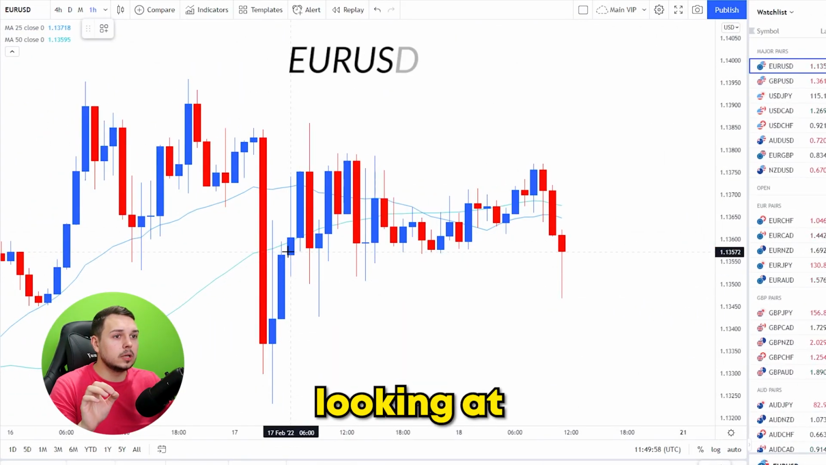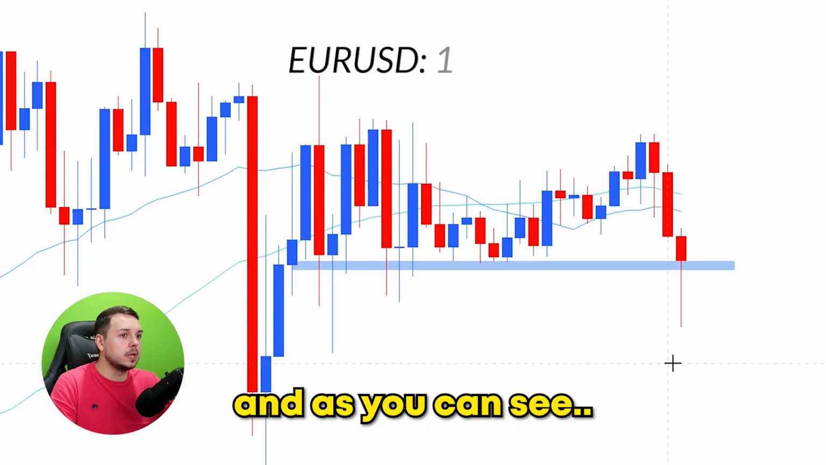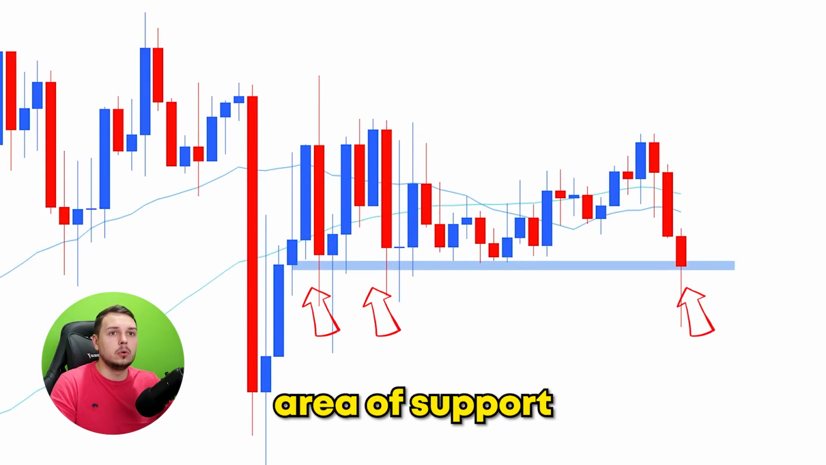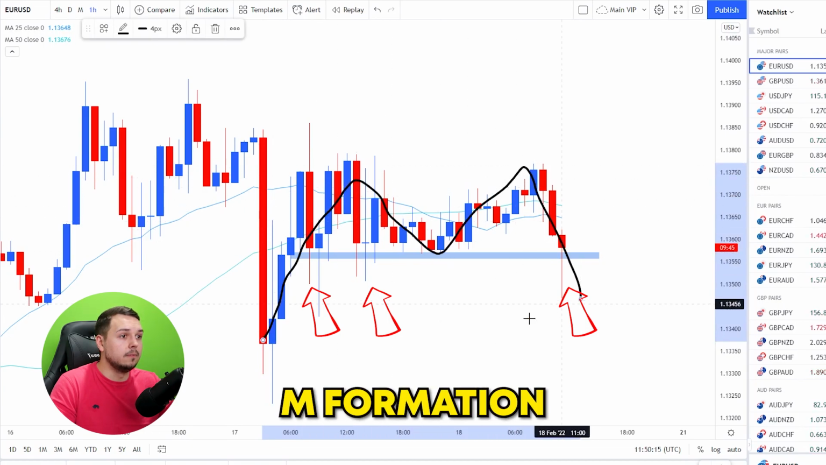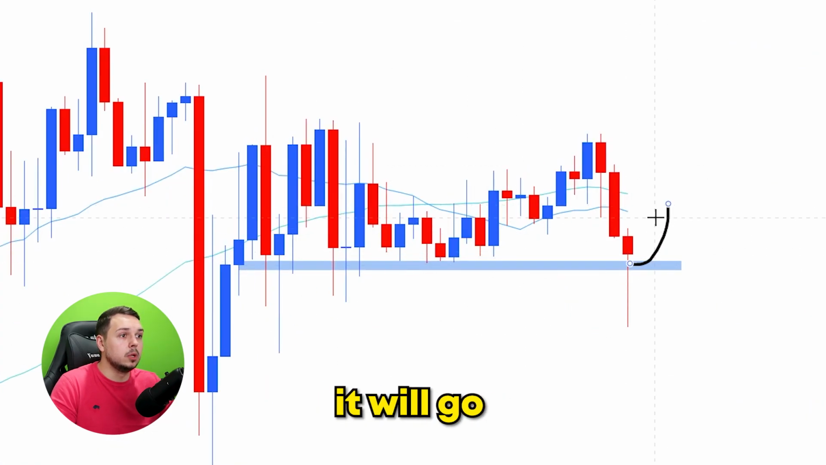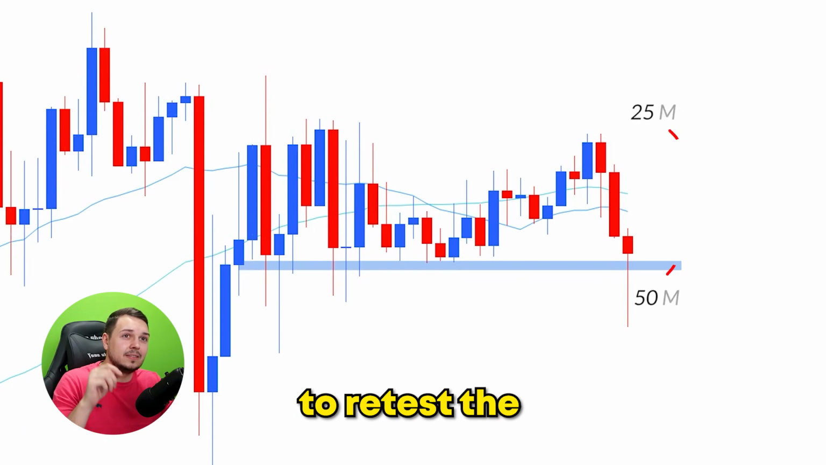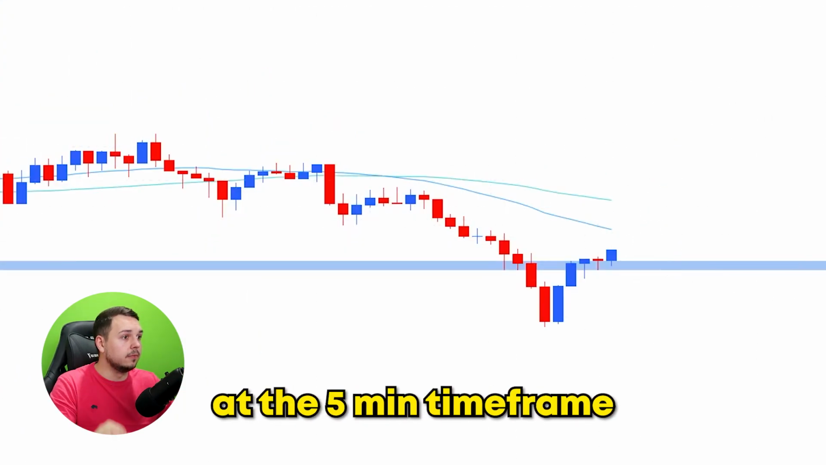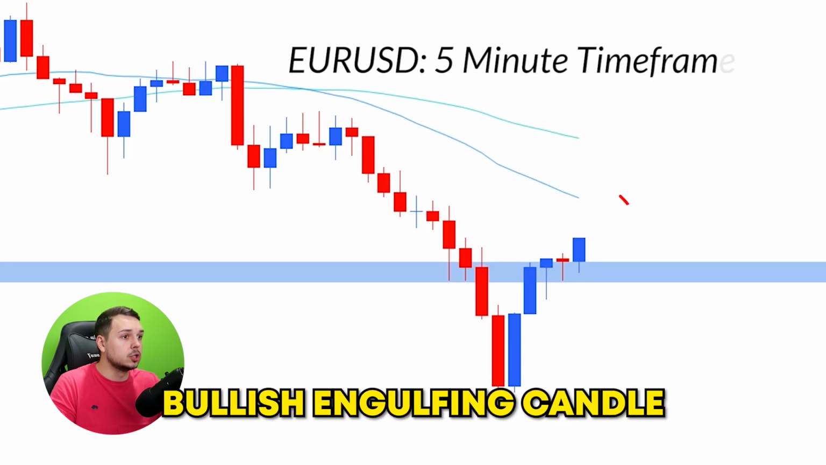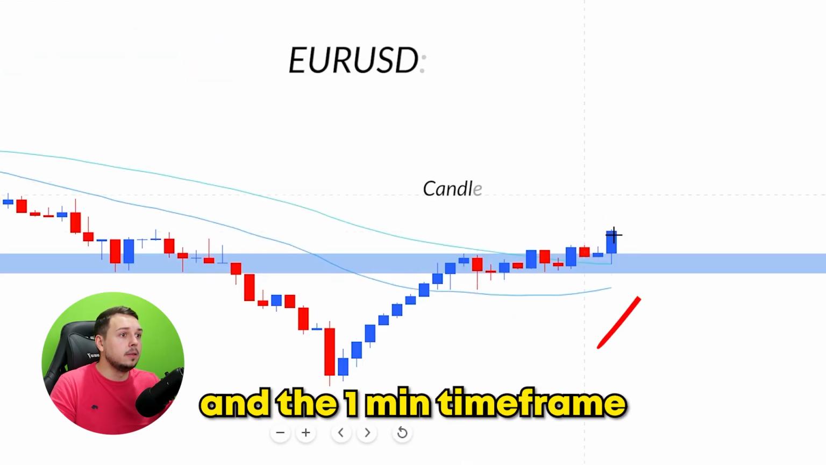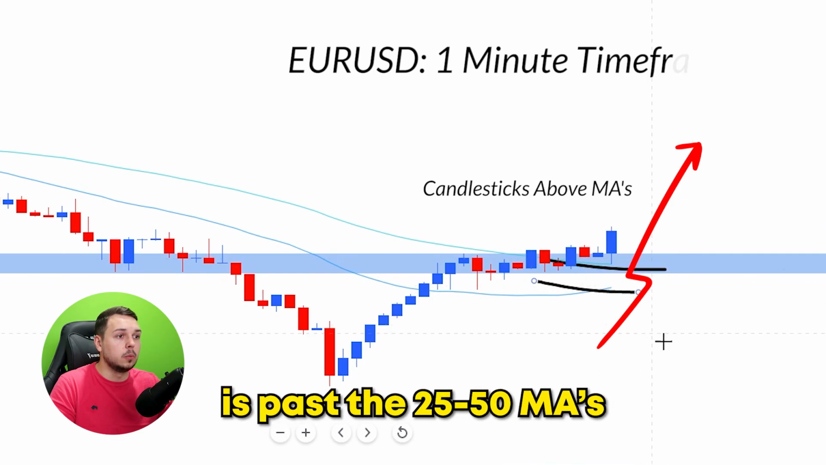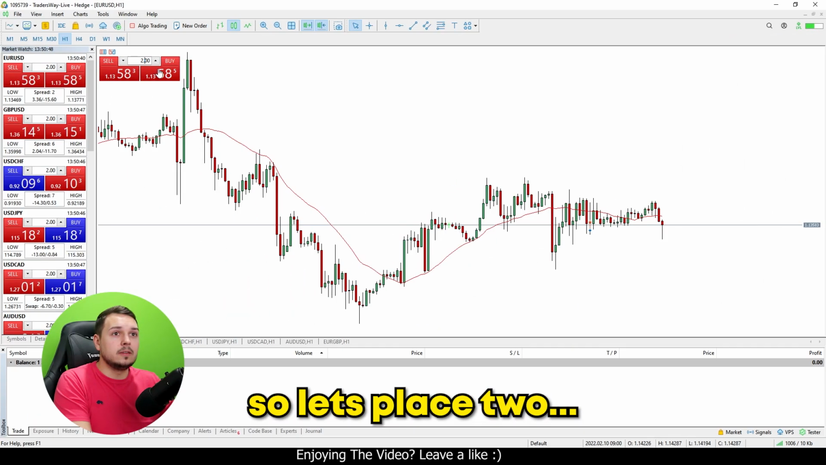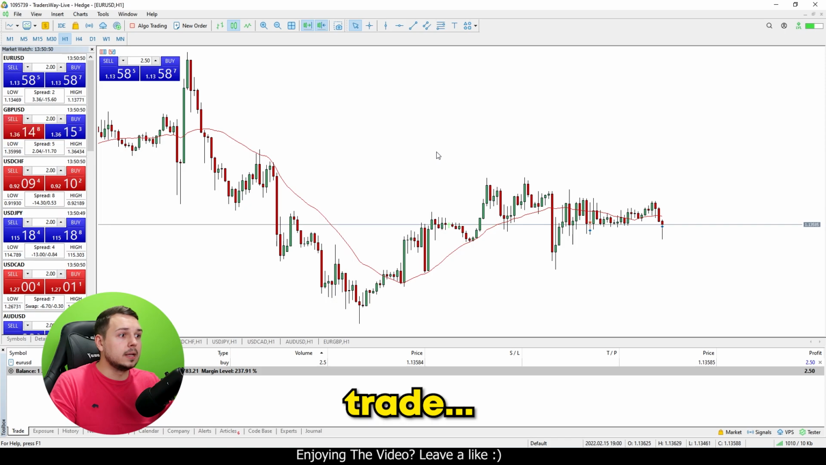Okay, so I'm currently looking at Euro USD, and as you can see, we have this strong area of support. We can also see an attempt of an M formation. However, I do believe it will go towards the upside to retest the previous 25 and 50 moving averages. If we have a look at the 5 minute time frame, we are seeing a bullish engulfing candle forming, and the 1 minute time frame is past the 25-50 moving averages. So let's place 2.5 lot size trade, click buy, and there we go.